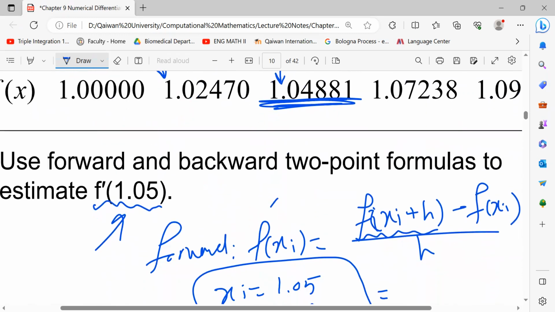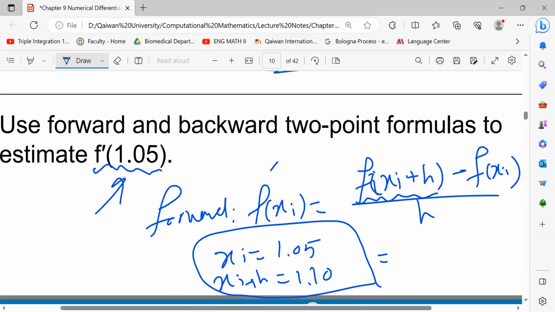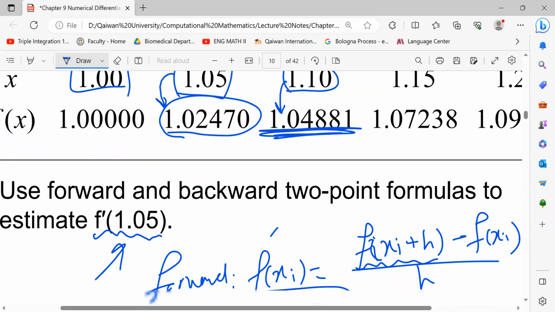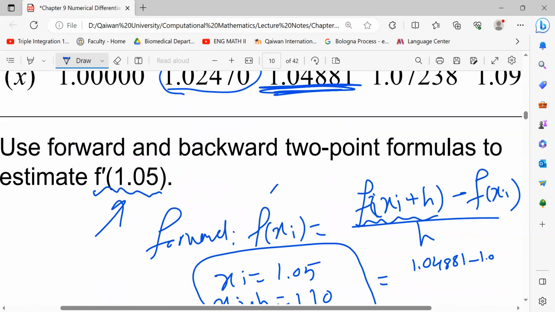Okay? We now can say that f of xi plus h is 1.04881, minus f of xi itself, which is 1.02470. That's it. All divided by h.